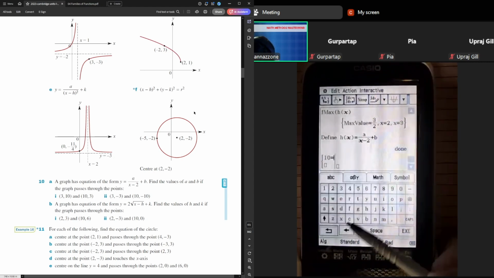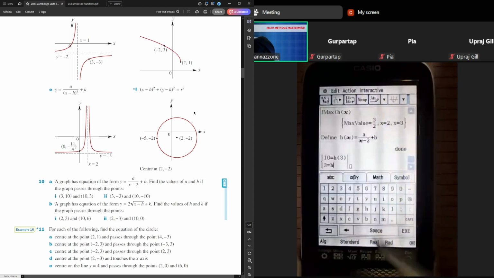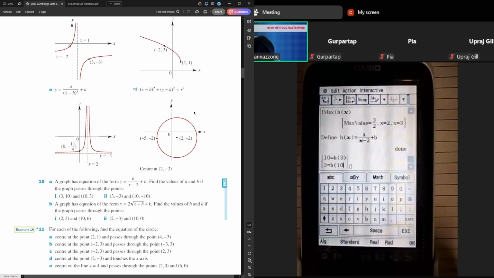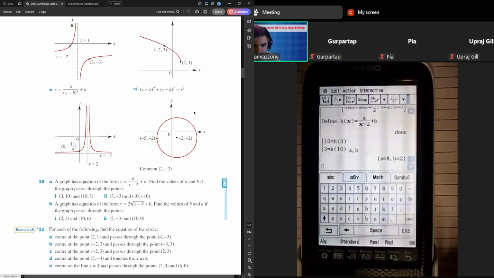But okay, we just do the exact same thing as before. 10 equals h of 3, and then 3 equals h of 10. And all we got to do is put our a and b in here as commas. And that's going to give you the same solution.